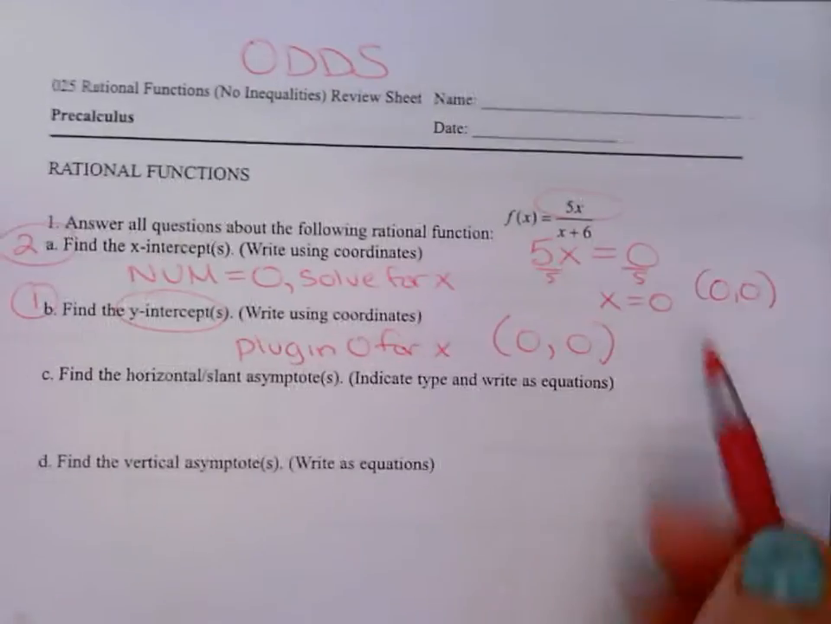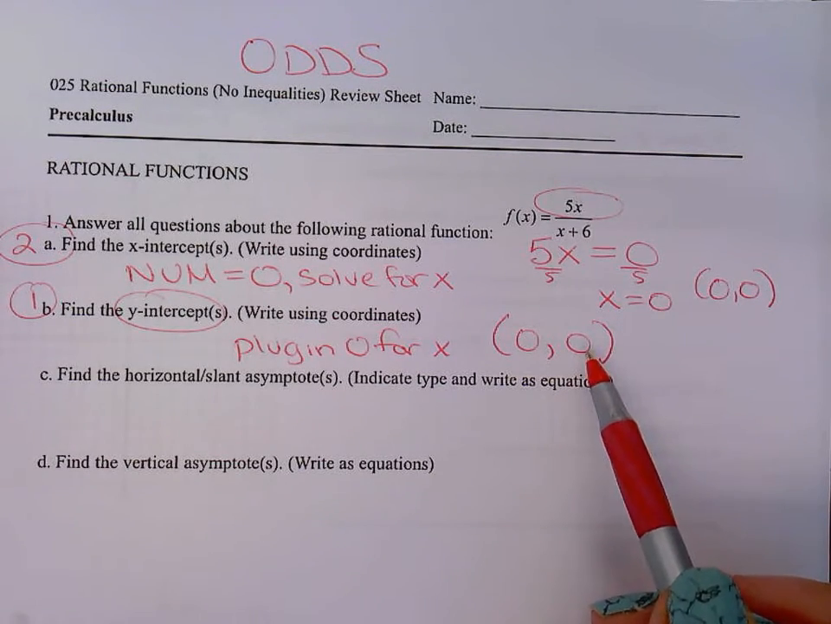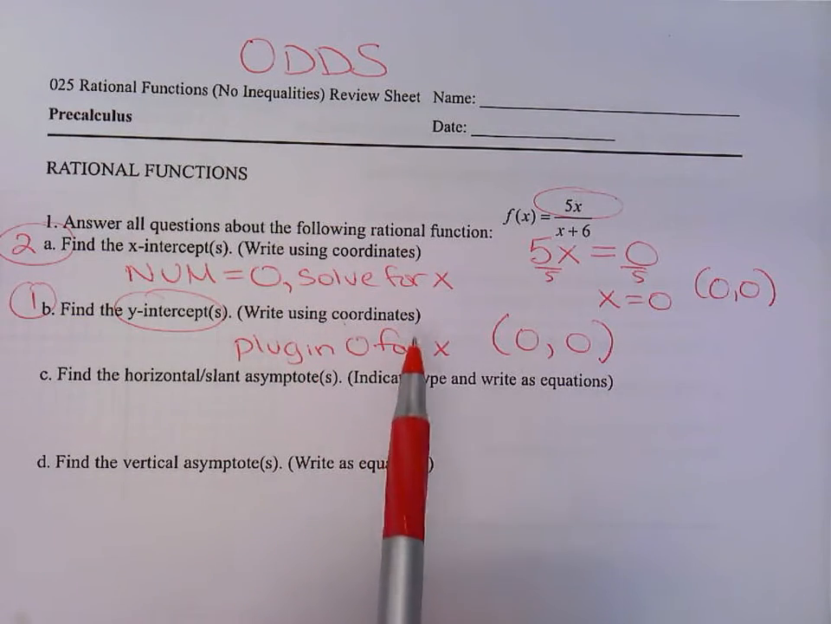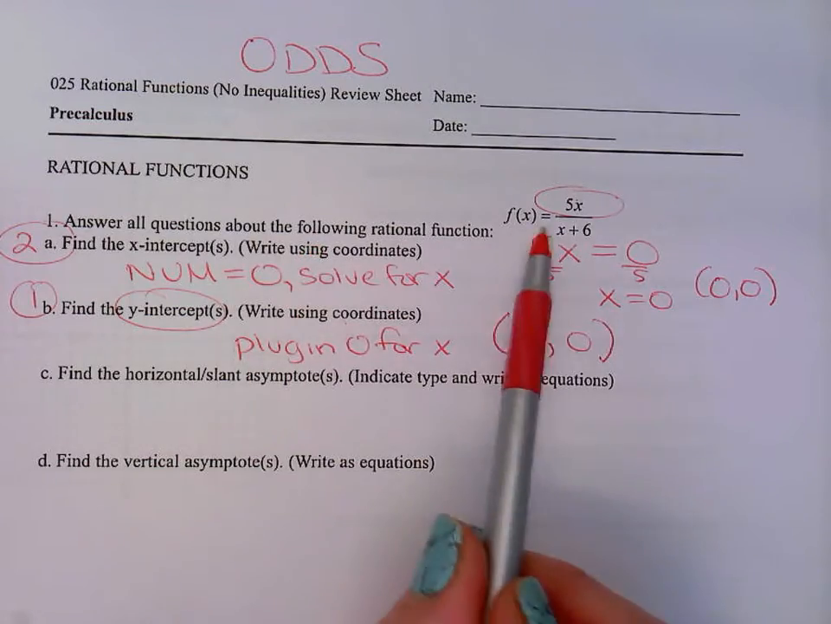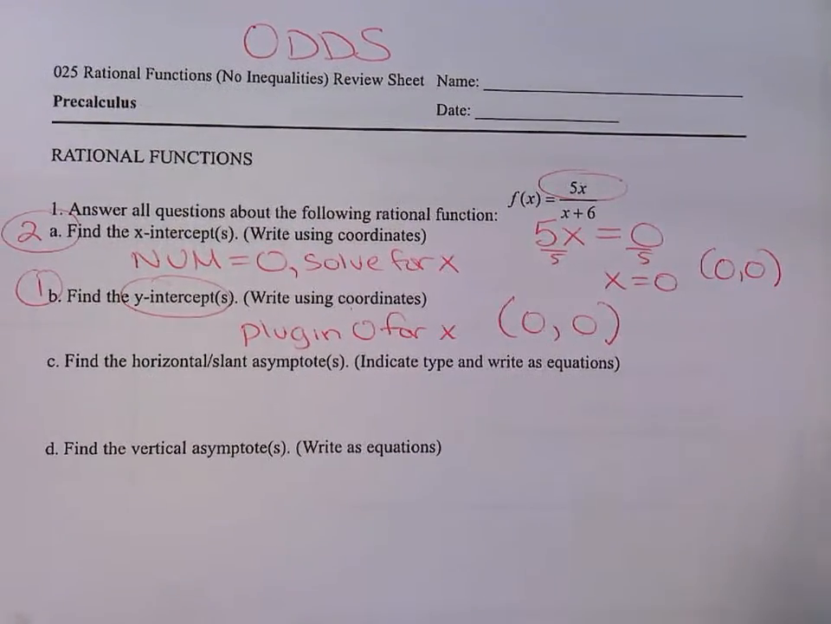It should be no surprise that our x and our y-intercepts both come out to 0, 0, but we achieved the outcomes different ways. We plugged in 0 for x to start for y, and then to find our x-intercept, we set our numerator equal to 0 and solved for x. So it's important to know those two processes.